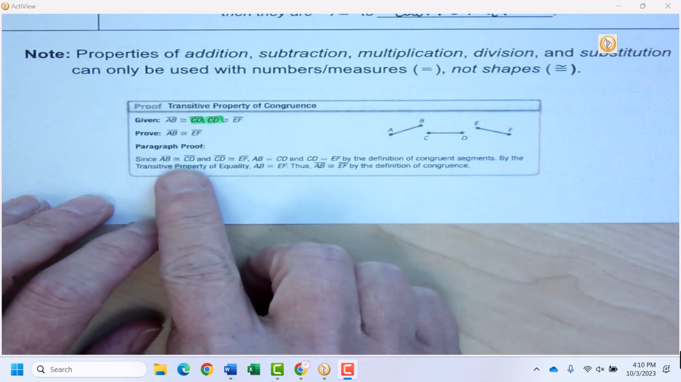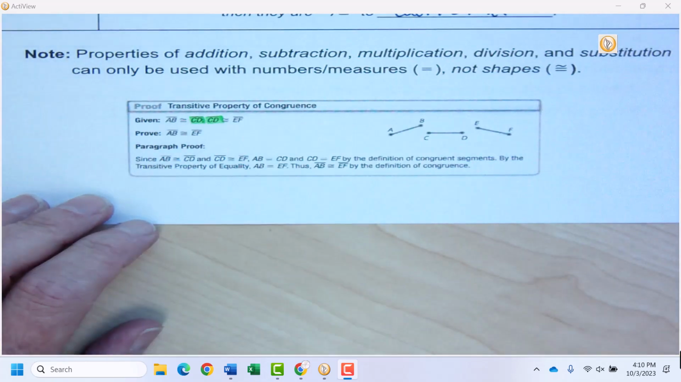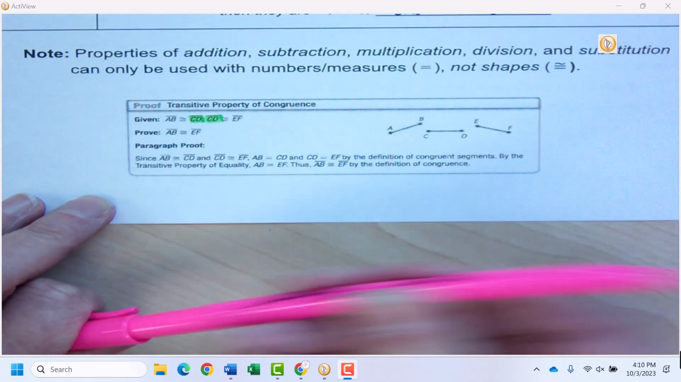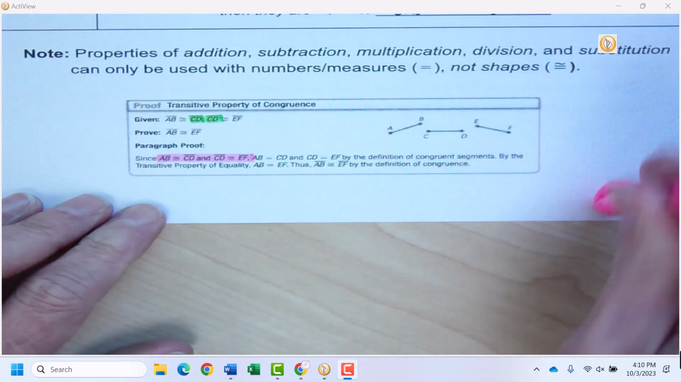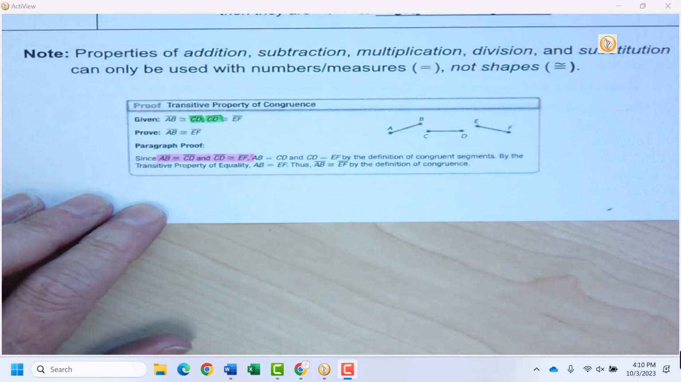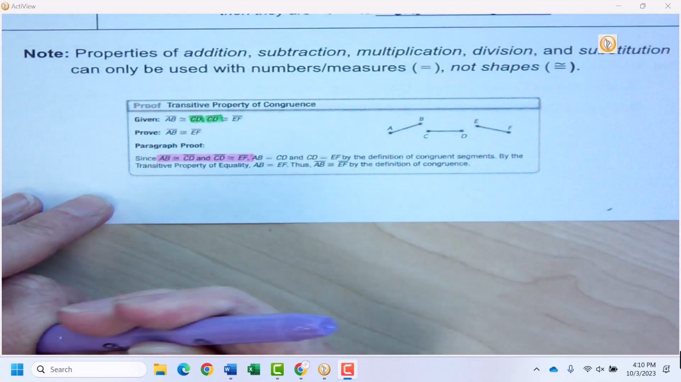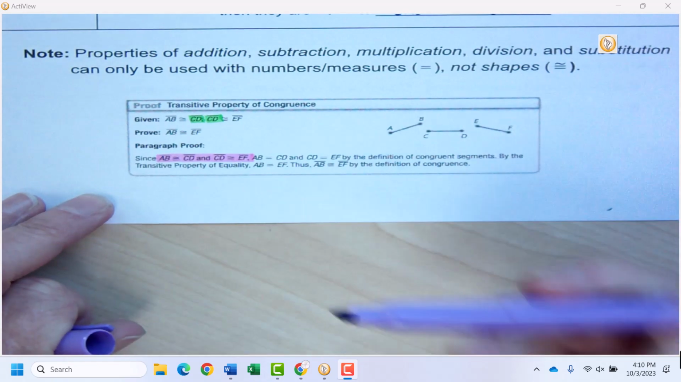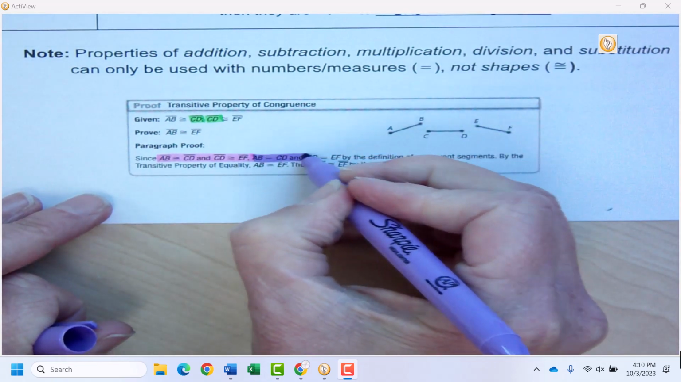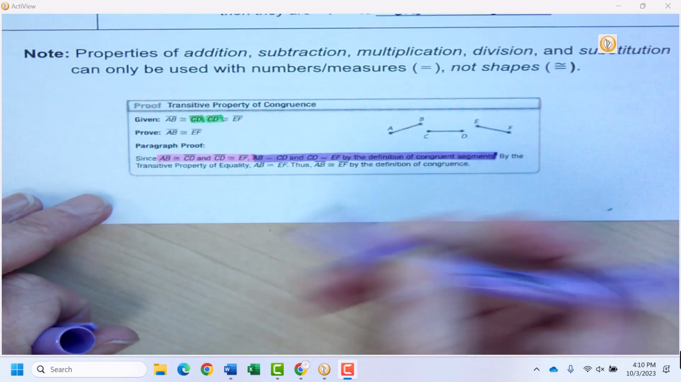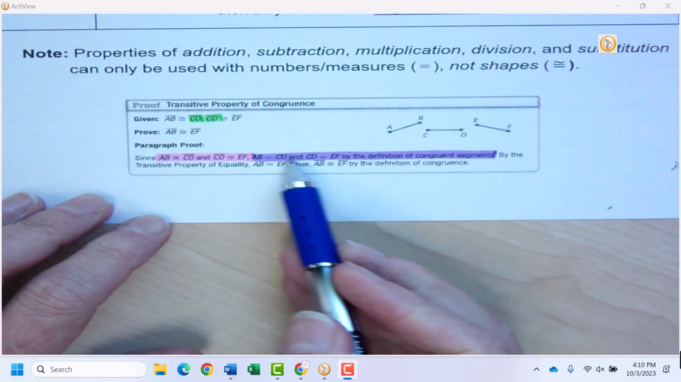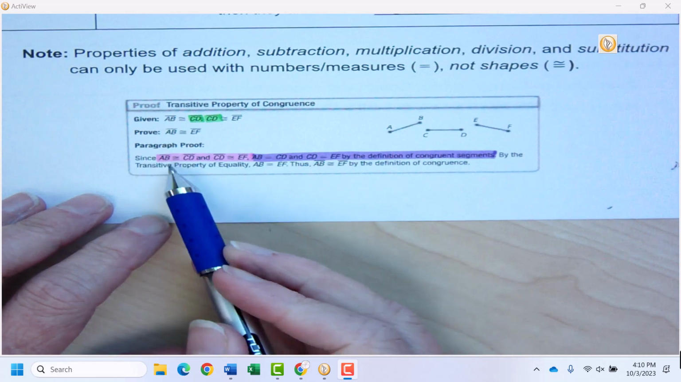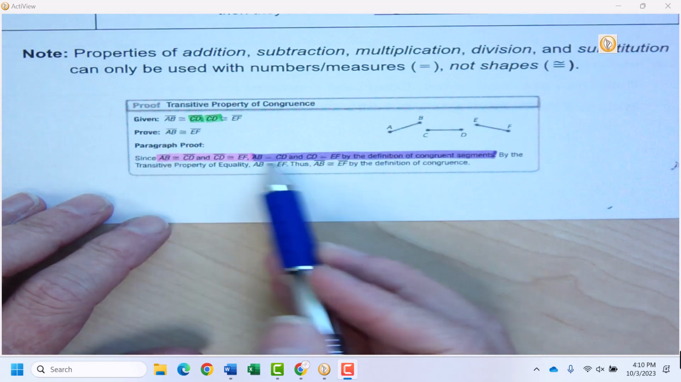So here we just moved from what we were given about their congruence to what we're allowed to say by this definition of congruent segments. The definition of congruent segments says that if I have congruent segments, then the measures of those segments are equal. So we just shifted from congruent segments to equal measures.